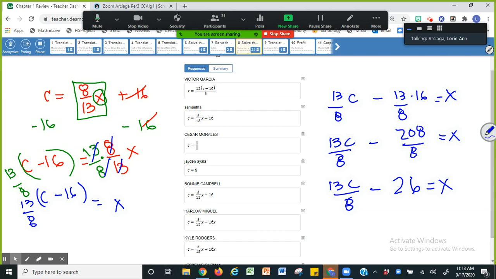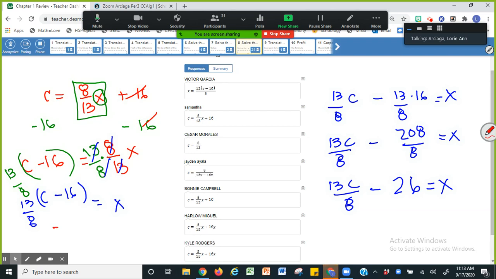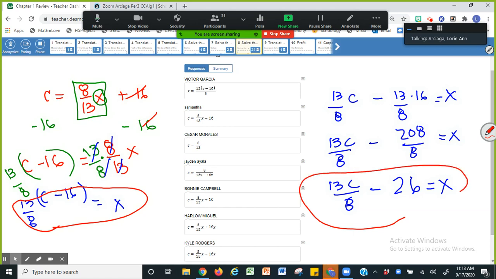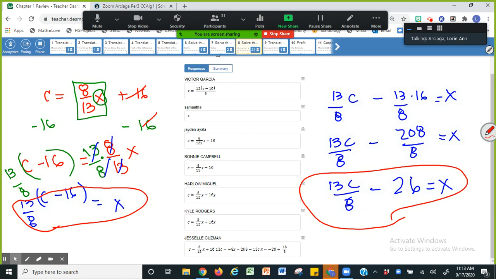8 times 2 is 16, so 48. I think, yeah, it's 26. So you can leave it in this form. This is also accepted. Okay? But I know some of you would like to go further, so you might want to do it like this. Okay. Nice.